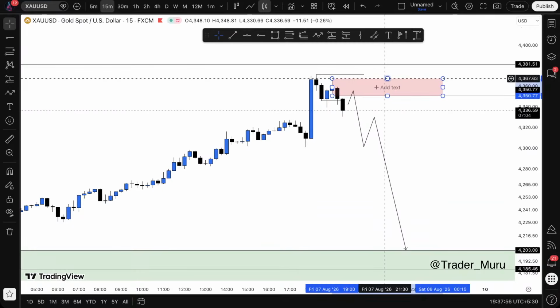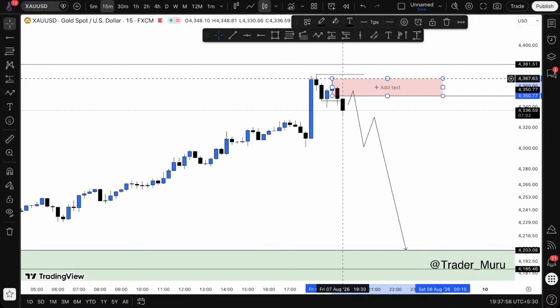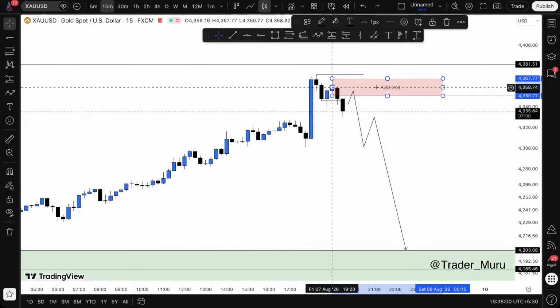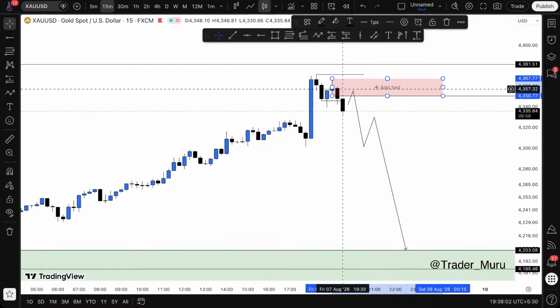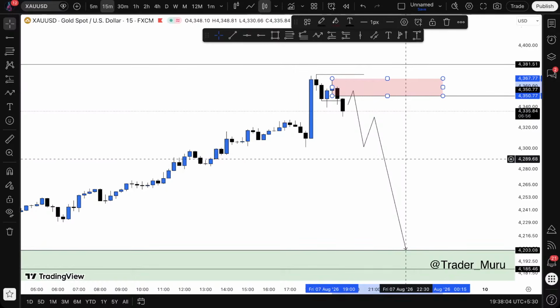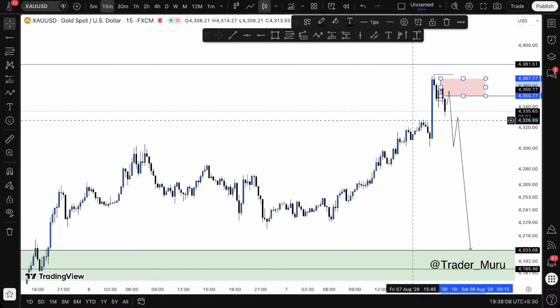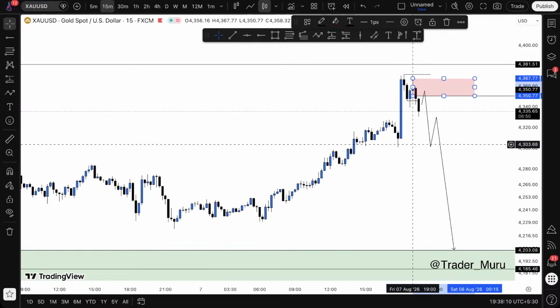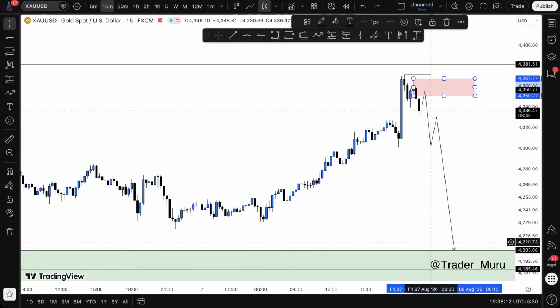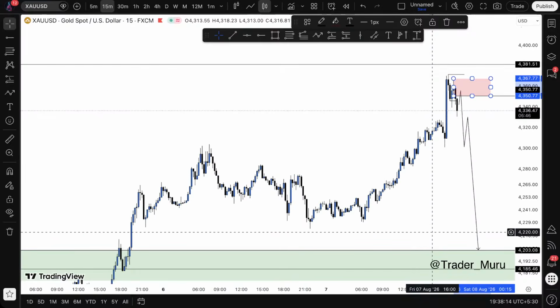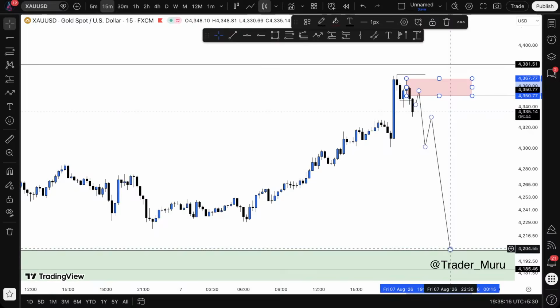$50 to $67 is a rejection level. Watch your short confirmation on this area. Target should be the previous high, 4326, then 4300 and 4200 final.